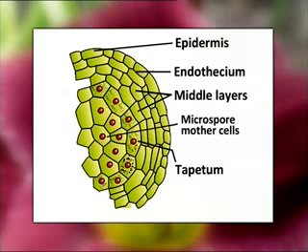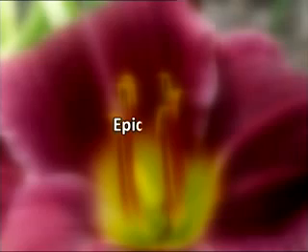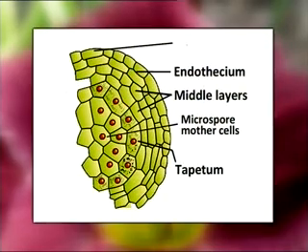Mature anther wall. The mature anther wall comprises an epidermis followed on the inside by a layer of endothecium, 2 or 3 middle layers, and a single layered tapetum. Now, we will discuss them one by one. Number 1, epidermis. This is the outermost wall layer of the anther made up of tangentially stretched and flattened cells.